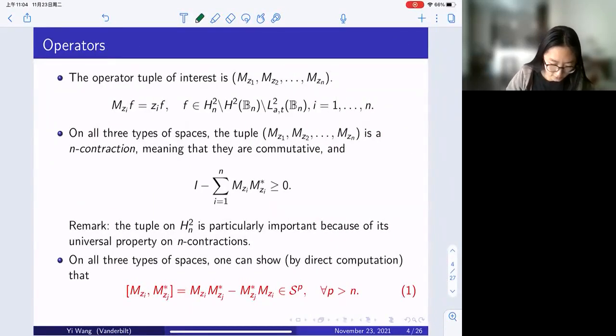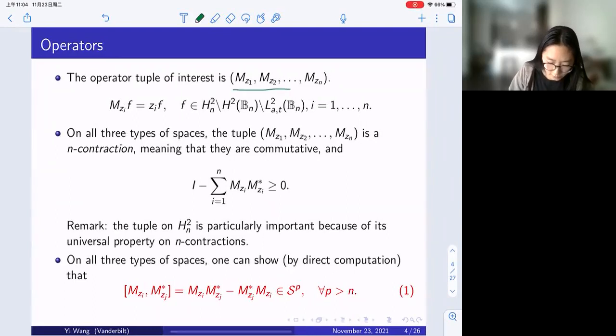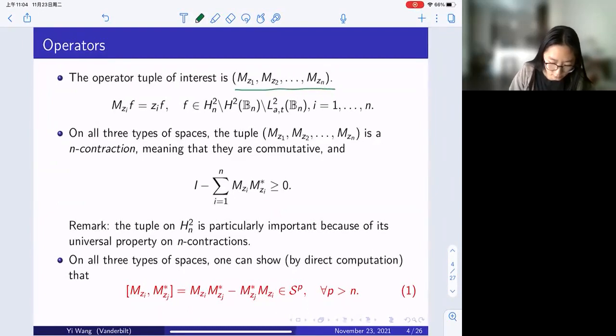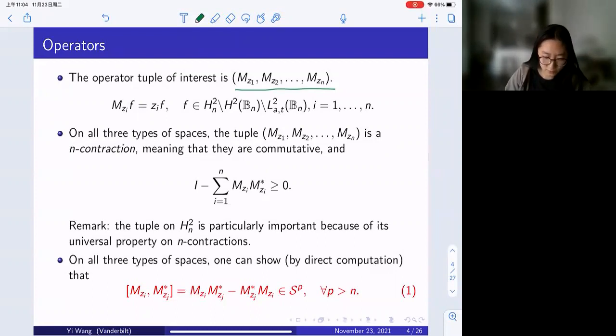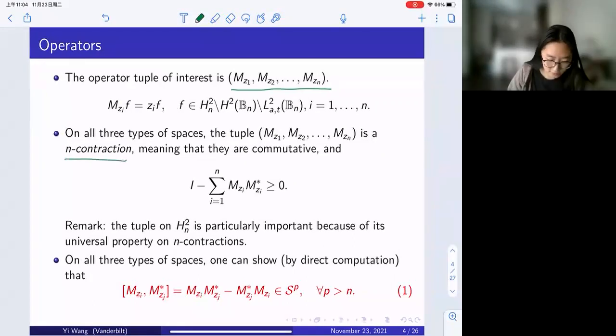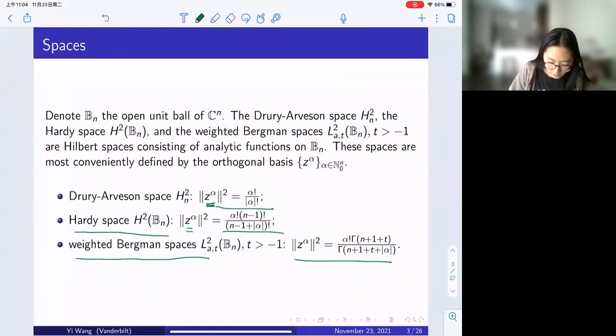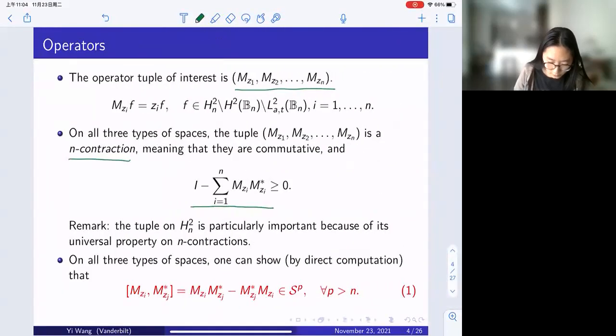The operators of interest here are the tuple M_{z1} to M_{zn}. These are just pointwise multiplication operators on those spaces. And Jörg has already talked about these tuples. You can prove that these tuples are the so-called n-contractions, meaning that they themselves are commutative, and if you look at this difference, it is positive. Since we have given the orthogonal basis here, a direct computation gives the following relation.